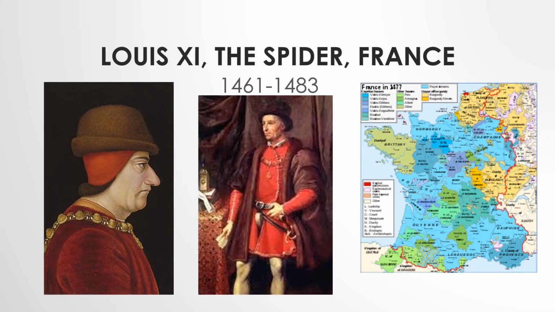The last of the big three monarchs was Louis the Spider, or Louis the 11th of France. And Louis took over France after the 100 Years' War. He brought under control some of the soldiers who had been running around the country acting like they owned it and pillaging. He built Europe's first national army as well. And for the most part ruled with an iron fist.